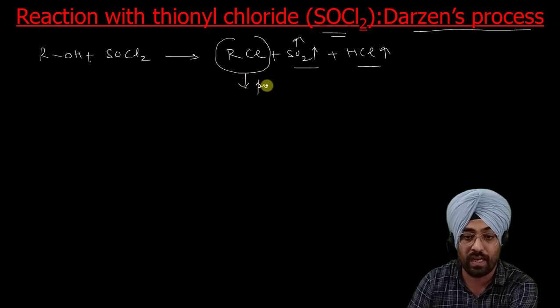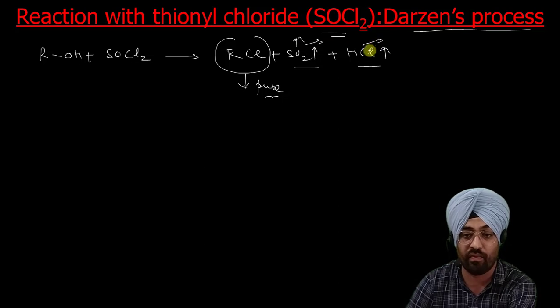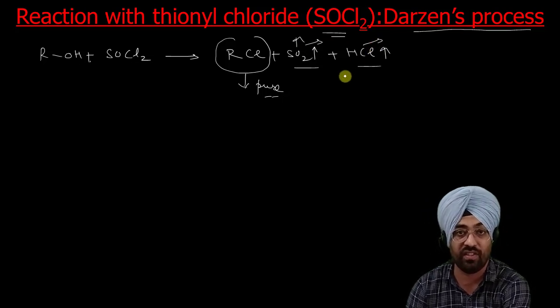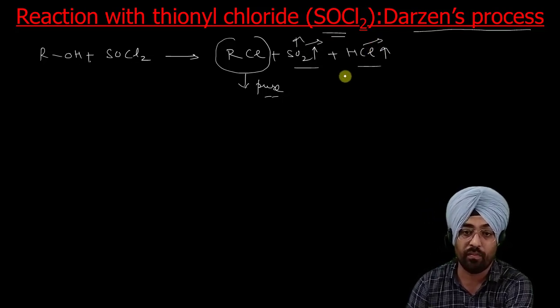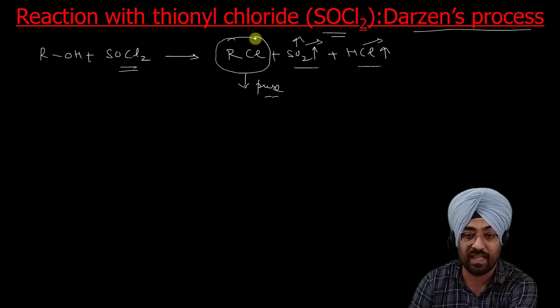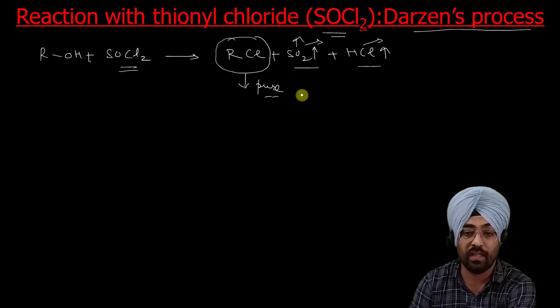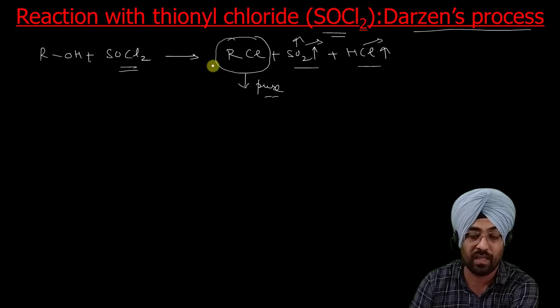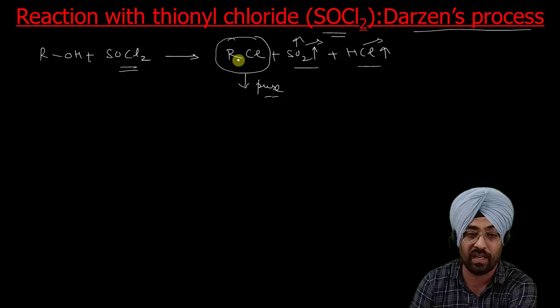So pure alkyl halide is formed by removing these gases, SO2 and HCl, which are formed in the reaction, and it is very easy to remove these gases. You just have to boil these off. So that is the advantage of this process: the alkyl halide that is formed is quite pure, so we need not do any other purification step. In other reactions, instead of RCl, other products are also produced, so we had to purify the alkyl halide.